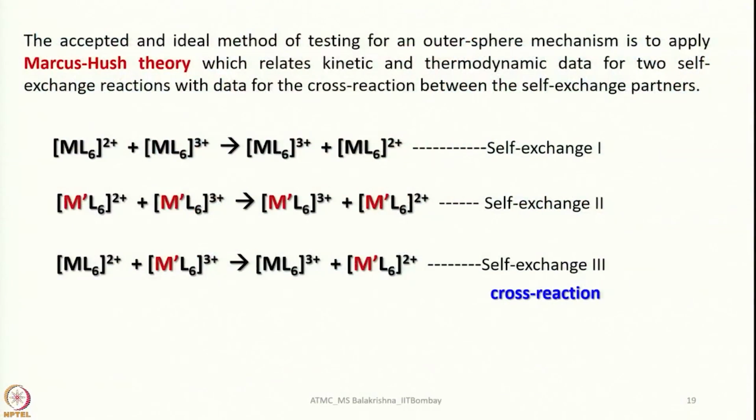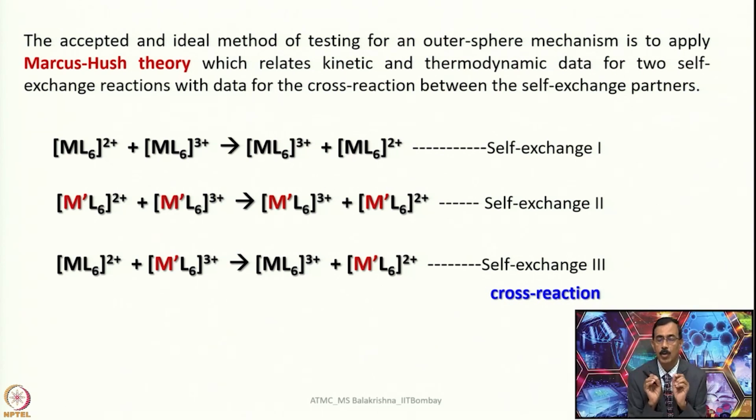The accepted and ideal method of testing for an outer sphere mechanism is to apply Marcus-Hush theory. So, one more theory comes into the picture which relates kinetic and thermodynamic data for two self exchange reactions with data for the cross reaction between the self exchange partners. That means we can perform two reactions and look into the cross reaction between those two independent reactions to arrive at information about the outer sphere mechanism, that is about Marcus-Hush theory.